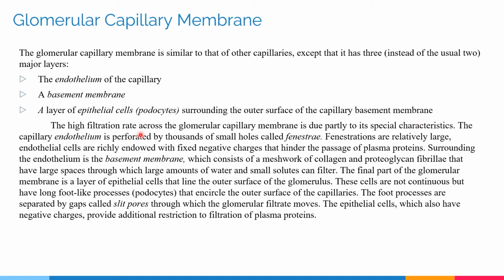The high filtration rate across the glomerular capillary membrane is partly due to its special characteristics. The capillary endothelium is perforated by thousands of small holes called fenestrae. Fenestrations are relatively large, and endothelial cells are richly endowed with fixed negative charges that hinder the passage of plasma proteins.